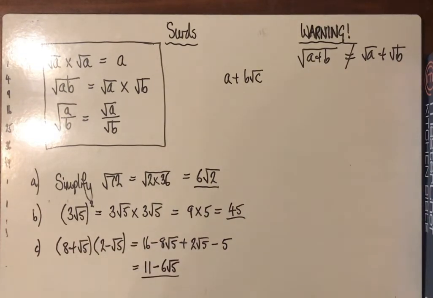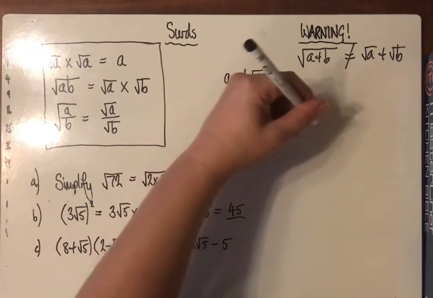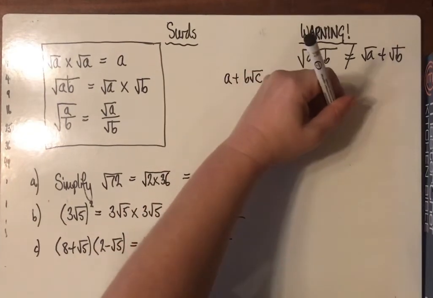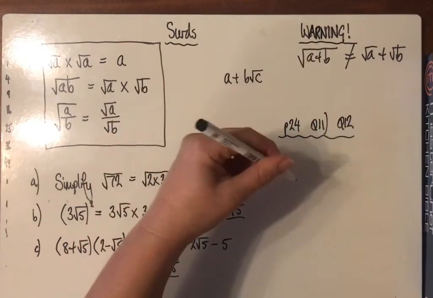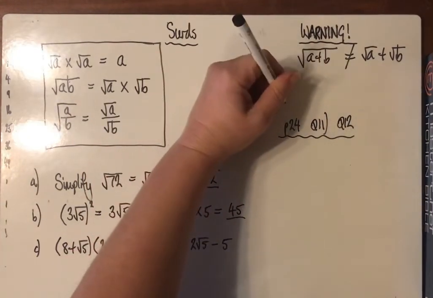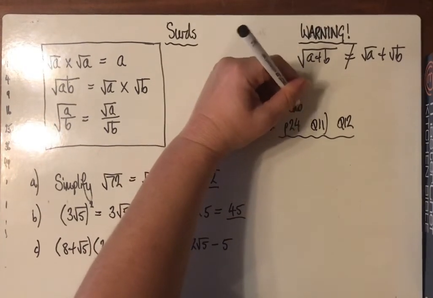So if you could start by doing the show that sheet, and then once you've done that, move on to page 24, question 11, question 12. And if you want to, then you can go on to some of the extension questions. But start with the show that sheet. It's quite a nice sort of introduction to surds.